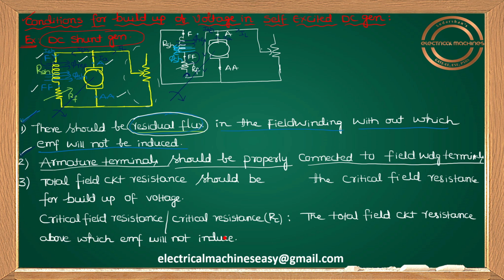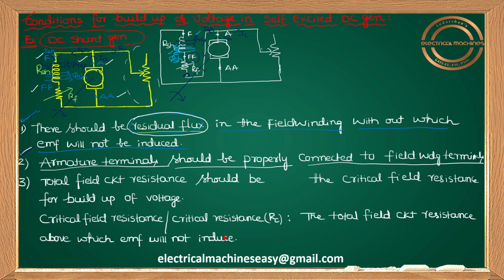Try to understand here: what about the direction of phi SH and phi RS? It is opposing, right? Your shunt flux is opposing your residual flux. Whenever shunt flux is opposing residual flux, your residual flux will be nullified. This is very important here. So suppose initially I have residual flux, but because of improper connection your shunt flux is opposing your residual flux, thereby your residual flux is nullified here.